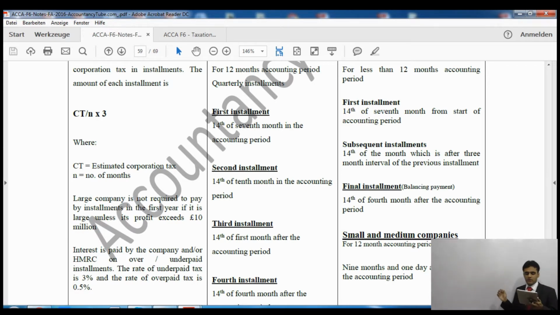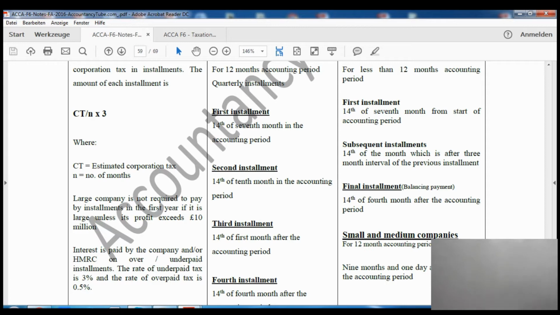Now what does the final installment say? As you can see on your screen, the 14th of the 4th month after the accounting period. So whatever the accounting period is, on the 14th of the 4th month after the accounting period, the final installment will be paid. After doing so, come back to calculate the subsequent installments, be it only 3 installments or 4 installments as well.